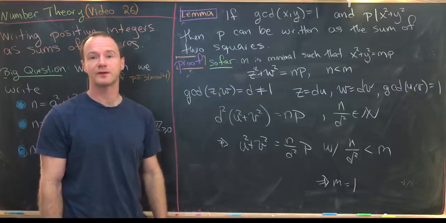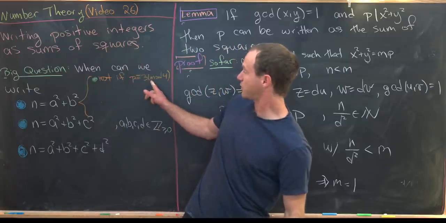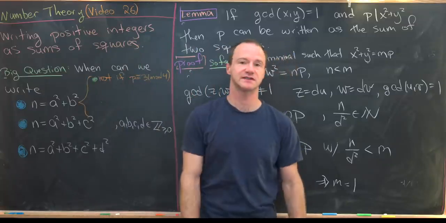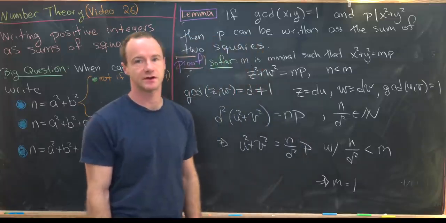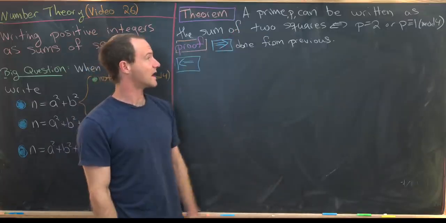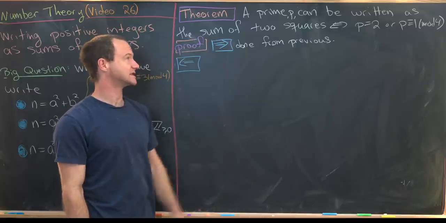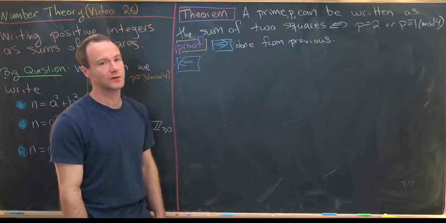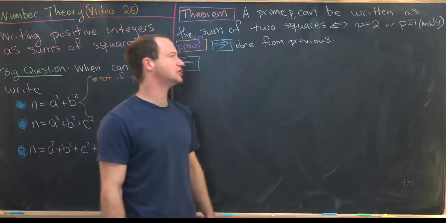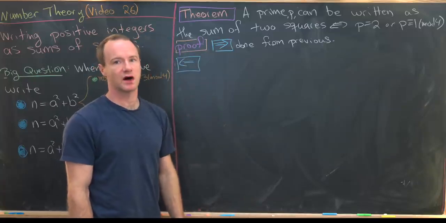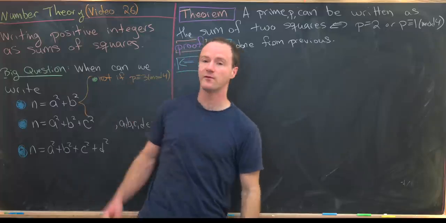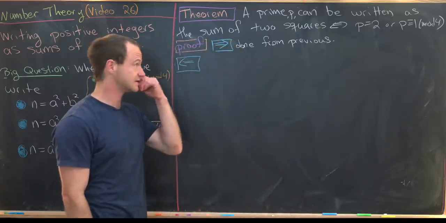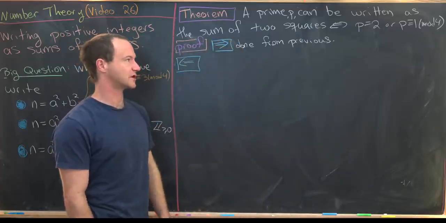Okay, so now we're ready to prove that the only primes that cannot be expressed as the sum of two squares are those of the form 4k plus 3. Now we're ready to prove that a prime P can be rewritten as the sum of two squares if and only if P is equal to 2 or P is congruent to 1 mod 4. So the forward direction is essentially what we proved before, but just via the contrapositive. So let's prove this reverse direction.